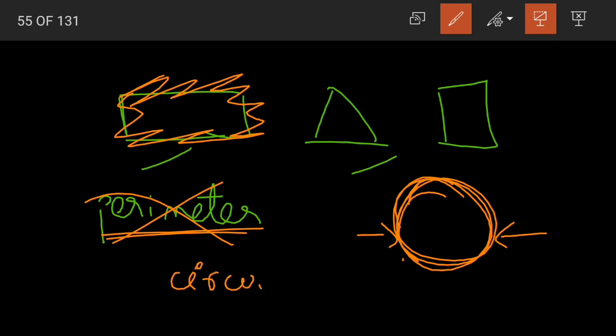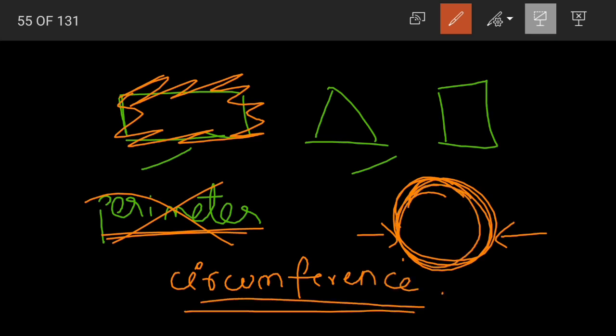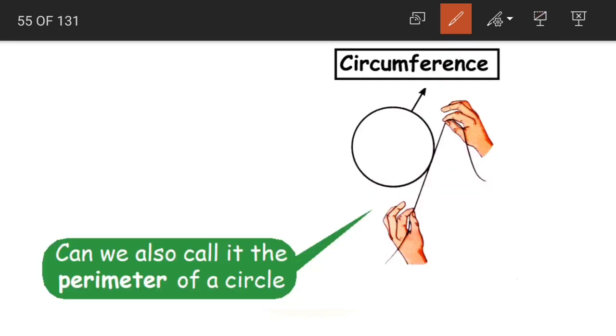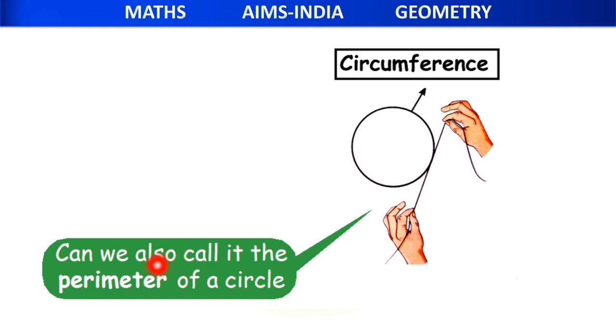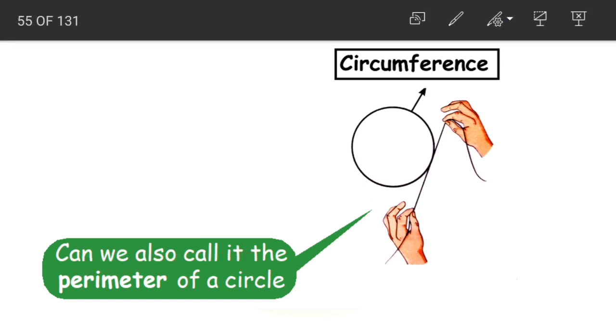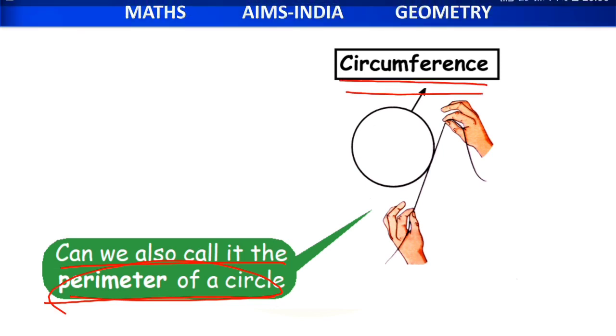C-I-R, C-U-M, cum, F-E-R-E-N-C-E. The length of the boundary of our circle is called the circumference of our circle. I hope this is clear. What is circumference now? We can call it the perimeter of a circle. For the circle, the perimeter of a circle is called by a special name, that is nothing but our circumference.